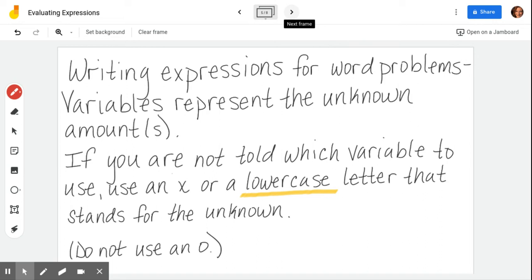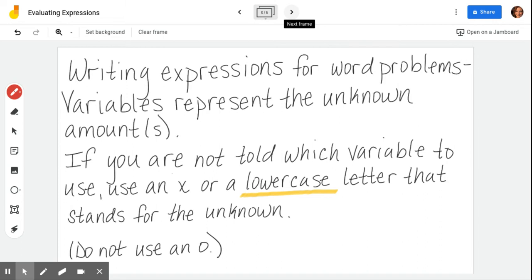If your problem is about how many apples, don't randomly use Y just because you like the letter Y. Or if you're trying to find how much money is in a savings account, M for money would be okay, S for savings, A for account. Don't randomly put a T because you like the letter T. Make sure it makes sense. Don't use an O because an O looks too much like a 0.